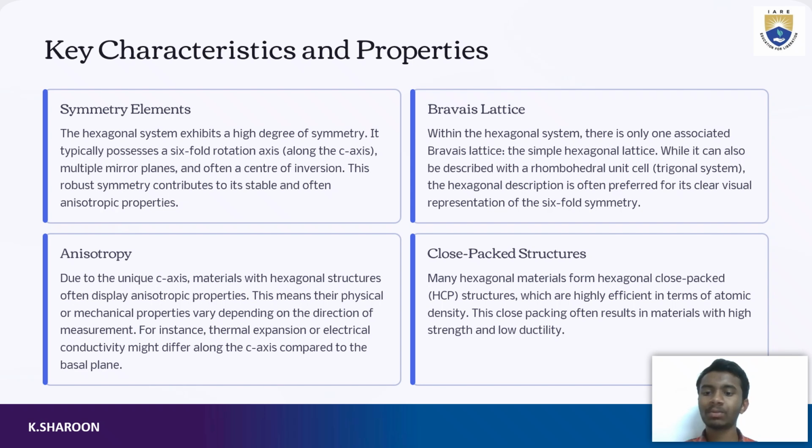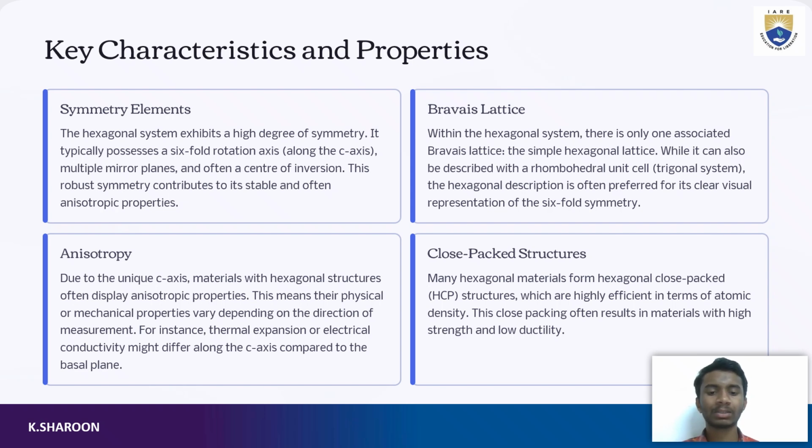Anisotropy. Due to the unique C-axis, materials with hexagonal structures often display anisotropic properties. This means their physical or mechanical properties vary depending on the direction of measurement. For instance, thermal expansion or electrical conductivity might differ along the C-axis compared to the basal plane.